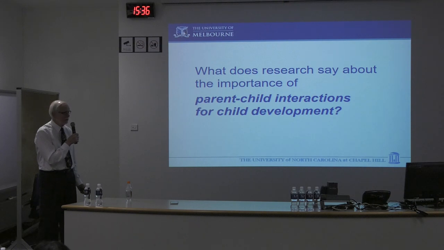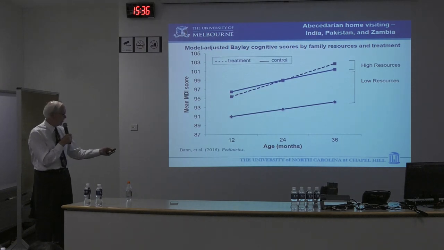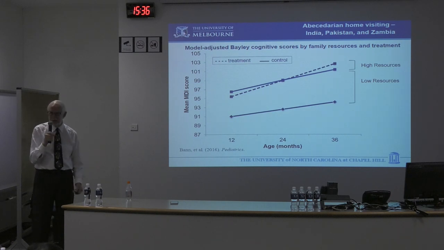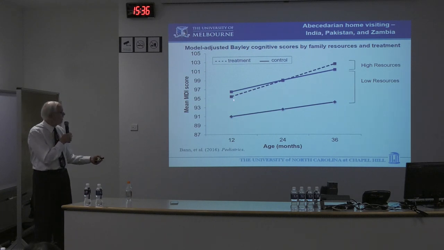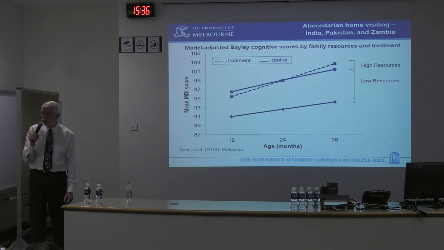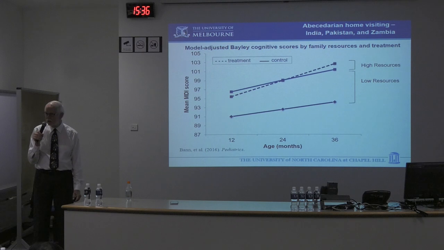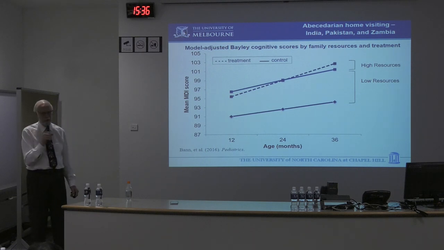Let's look at the study that I have next, which was fairly recently published in 2016 in the journal Pediatrics, a very high-level journal. It's a unique study in that it was done simultaneously in India, Pakistan, and Zambia, so middle and lower income countries. They did it with their health visitors, and they visited families who had either high resources or low resources. I'm only showing you one of those groups right now. But they visited them every 2 weeks from the time they were born up until 36 months of age, and then measured them all along the way in a longitudinal design.